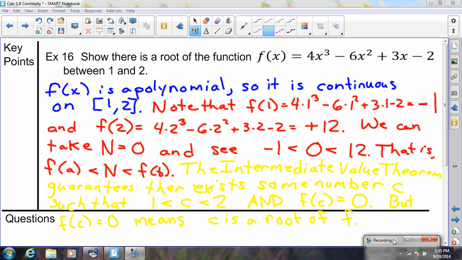This whole paragraph is using the intermediate value theorem. It does not give us an answer. All it does is guarantee the existence of an answer in a particular location. It guarantees the answer will be there somewhere between 1 and 2. We don't know what, but we know the general location for it.